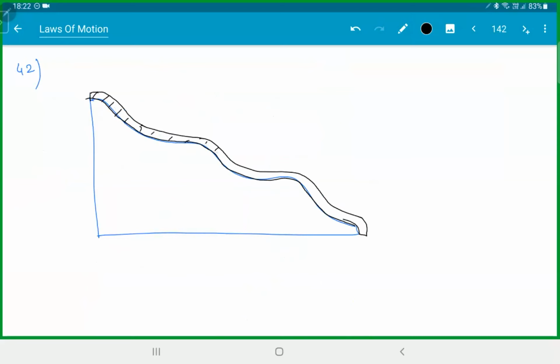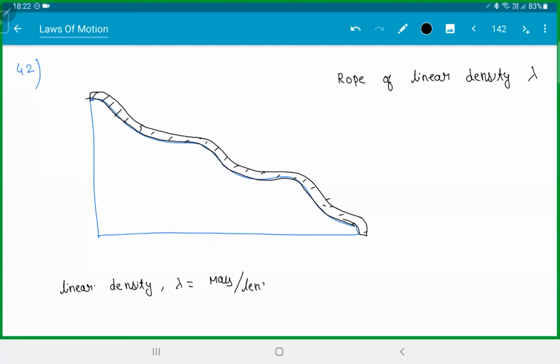So we have a rope of linear density lambda. What is linear density? Mass per unit length. Example, if I say lambda is 10 kg per meter, this implies 1 meter of the rope has a mass of 10 kg.